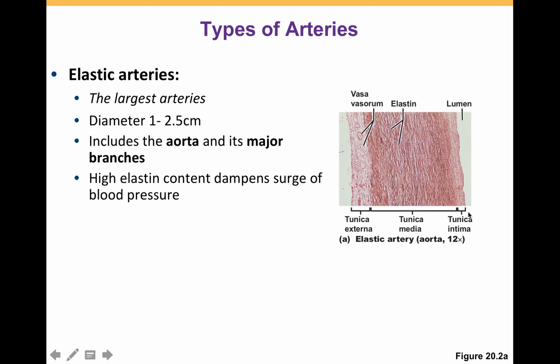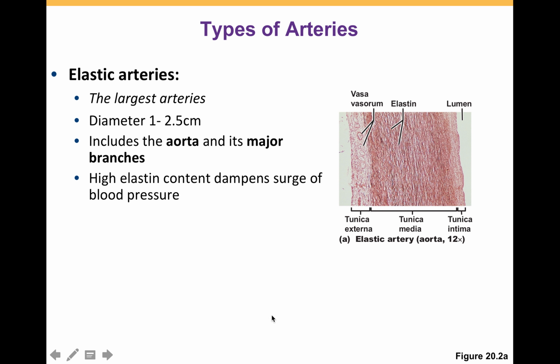Now let's take a look at the distribution of arteries and their subclassification. The first major blood vessels that start from the heart, which are the largest of the blood vessels, are referred to as the elastic arteries. As it says, these are the largest of the arteries. They can be as large as 1 inch, which is about 2.5 centimeters. The blood vessels in this category include the aorta that starts from the left side of the heart and supplies blood to the rest of the body, and the major branches coming off of the aorta.